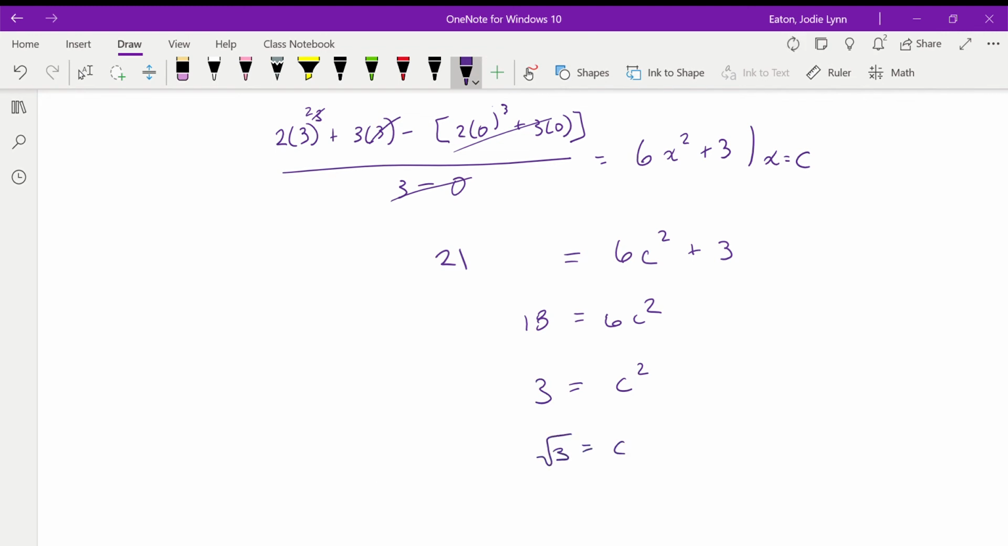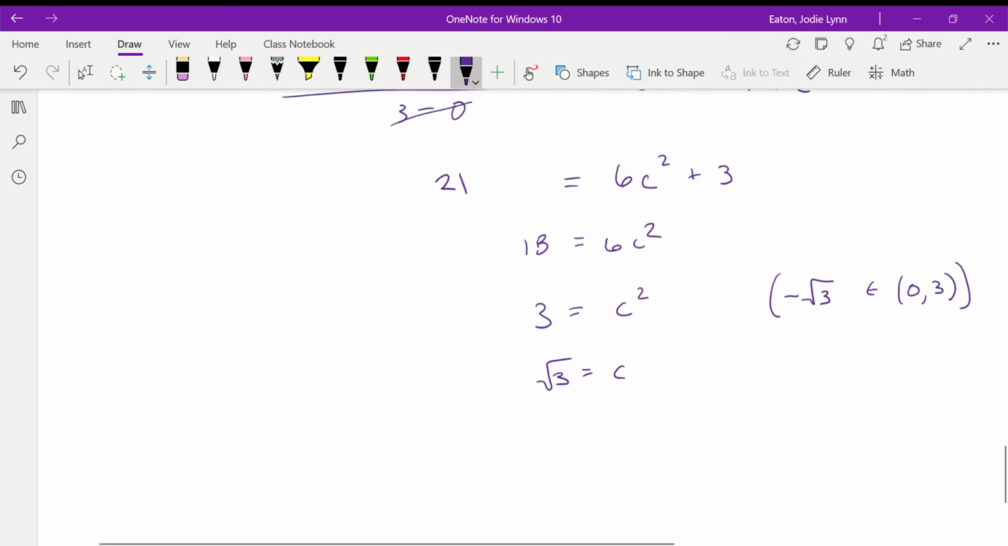Why not the negative square root of 3, you might ask? Well, because negative radical 3 is not on the open interval 0, 3. So we're looking for the c that is on the open interval 0, 3. Negative root 3 is going to be between negative 3 and 0, or it's smaller than 0, so it can't be in that interval. Okay, so c is equal to radical 3.